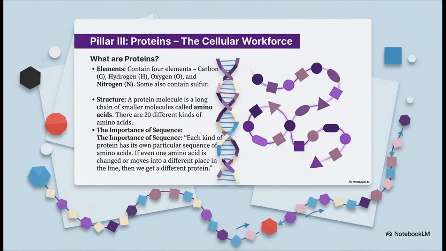So what are they? Well, proteins are complex molecules built from carbon, hydrogen, oxygen, and this really crucial fourth element, nitrogen. At their core, they're just these really long folded chains of smaller units called amino acids.